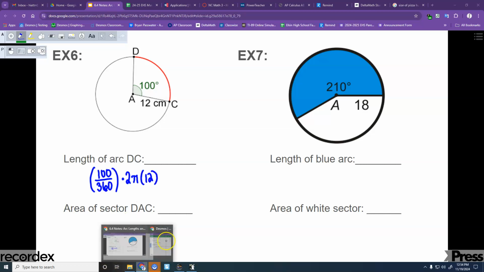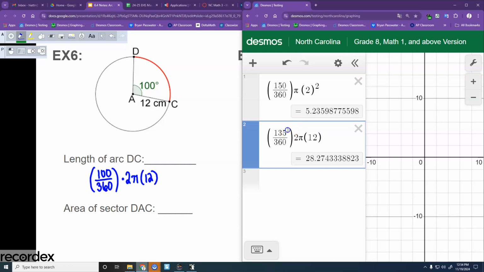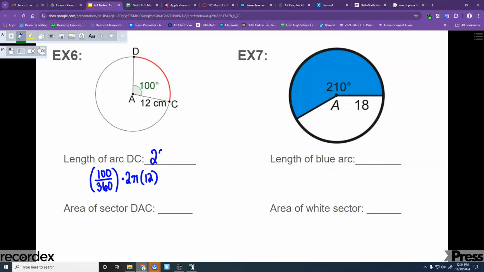So if we type that into Desmos, I'm just going to adjust this, 100 over 360 times 2 pi times 12, and I get 20.944. So 20.944, and that would be just in centimeters there.